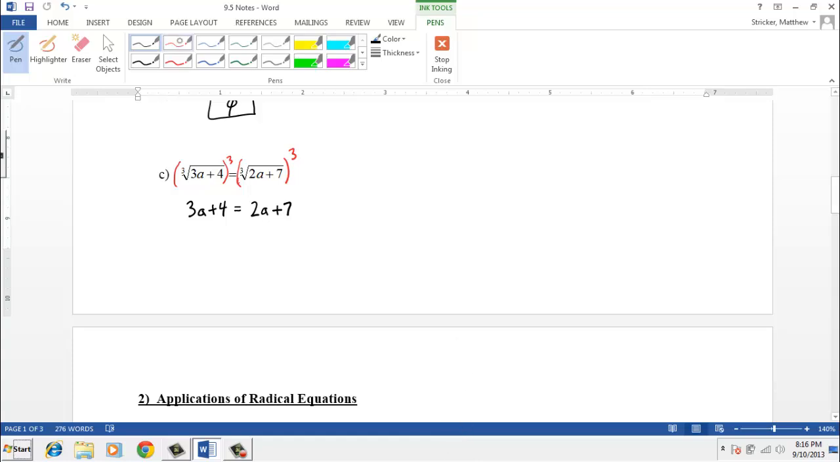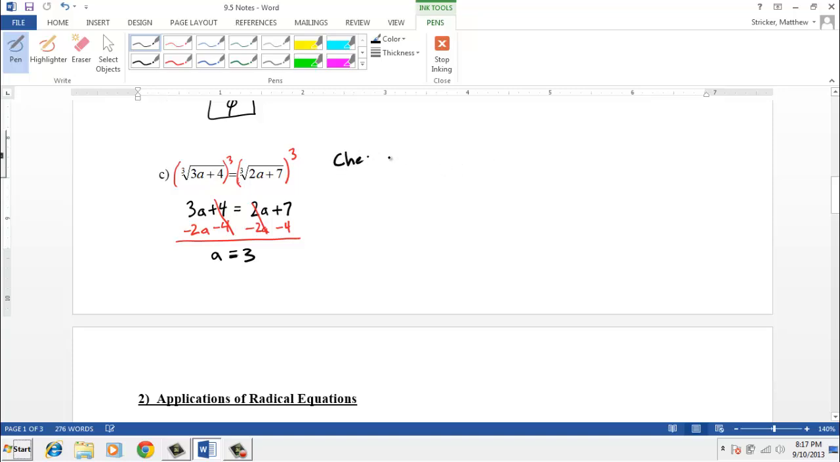And so we got to solve, get all the a's on the left hand side, subtract 2a, which means the 4 has to go to the other side, so we subtract 4. And that leaves us with 3a minus 2a is a, and 7 minus 4 is 3. We get an answer of a equals 3.